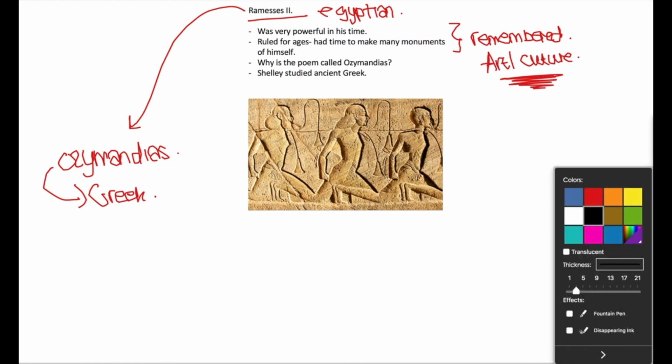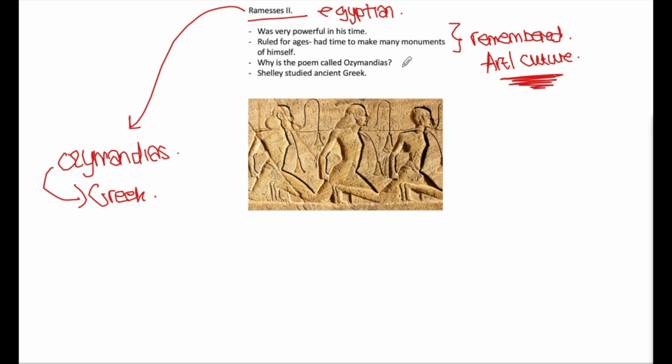I also noted that the poem is called Ozymandias and not Ramses II. You might have noted this too. And there could be several reasons for this, some more complicated than others. So I'm going to start off with the least complicated, and that is that Shelley studied ancient Greek. He actually knew a lot of ancient Greek, and so it may have just been because he wanted to call his poem Ozymandias.